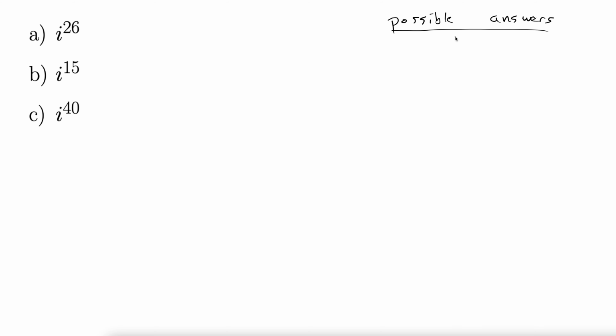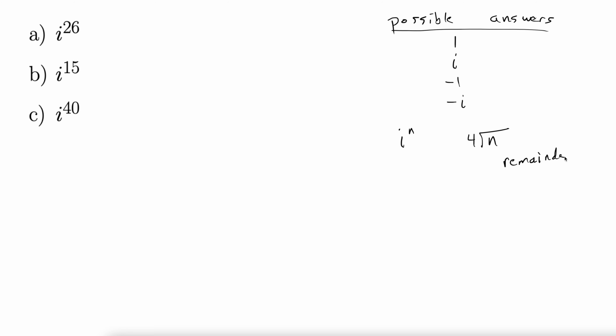Here they are. 1, I, -1, -I. And then it wraps back around to 1 again. When you have I to the power of n, you take that nth power, you divide it by 4 via long division, and you get some remainder.